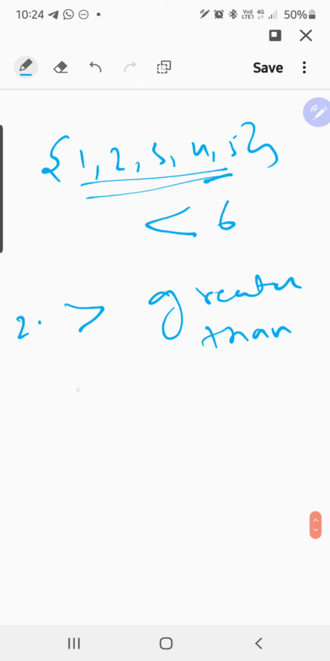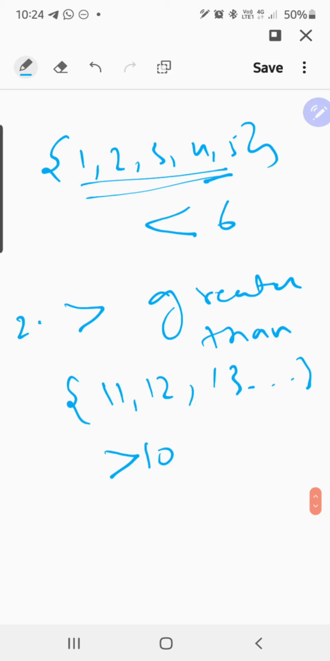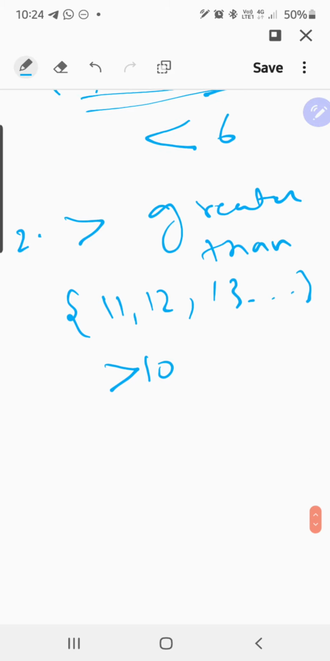Example, I am giving an example: 11, 12, 13 up to so on. So how can I write? This complete series is greater than 10. Yes, this complete series is greater than 10.